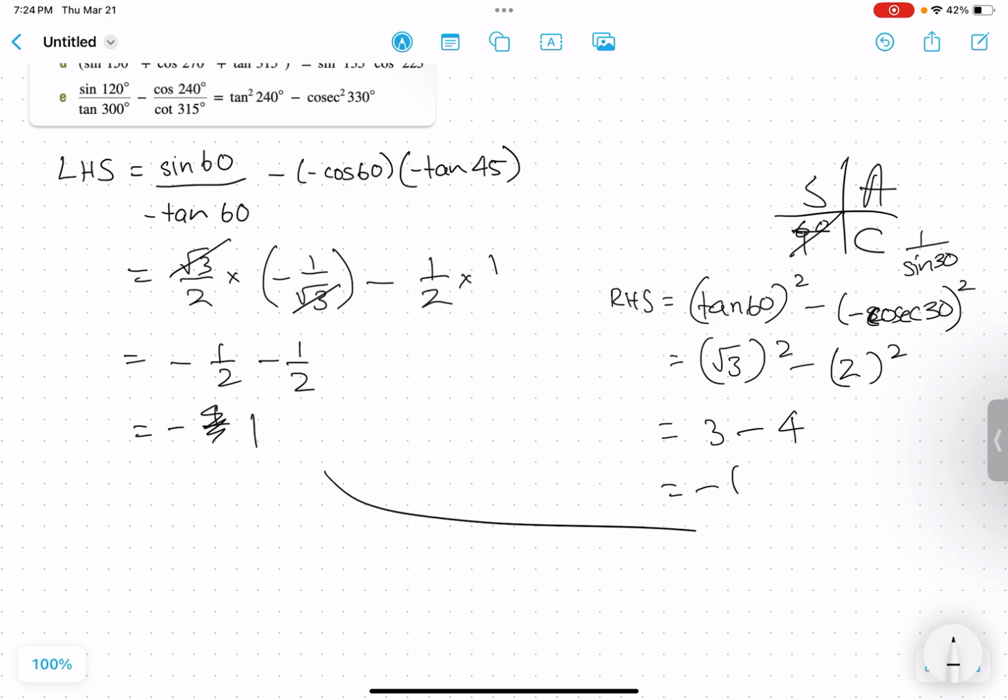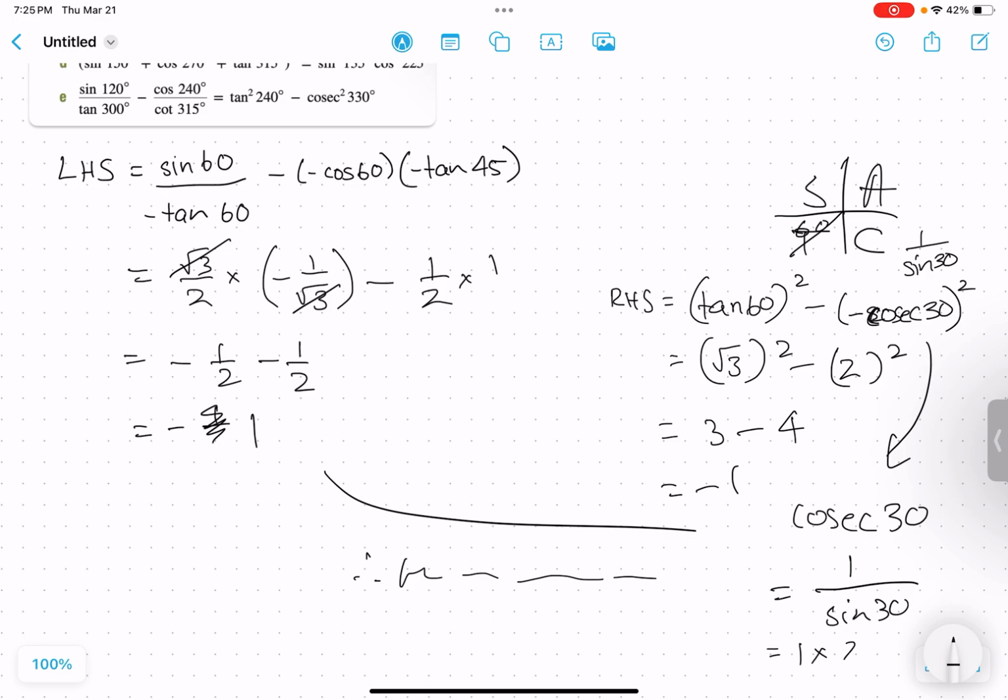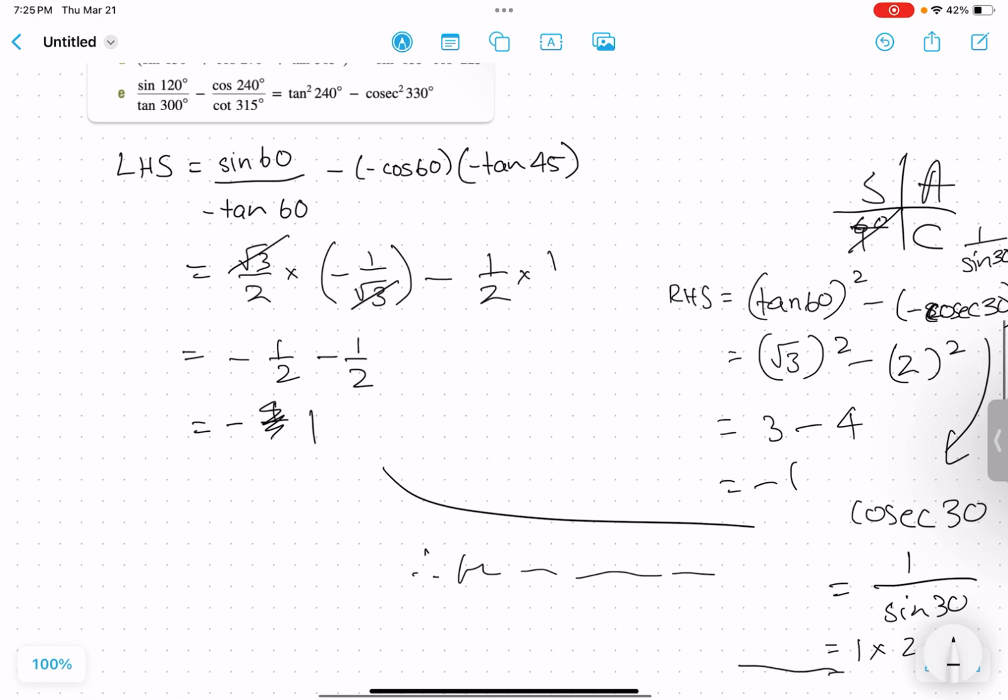Yep, that works. So then we can say, therefore, the left-hand side equals the right-hand side, and it all works nicely. So just to go over that, so cosec 30 is equal to 1 on sine 30. Sine 30 is a half. So we're saying 1 divided by a half is 1 times by 2 on 1, which is 2.